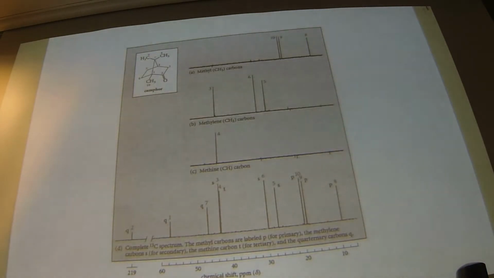So if there are no protons attached to that carbon atom, then the intensity will be low. And so carbon atoms that don't have attached protons give you weak signals in the C13. So you can actually get some information out of the C13 that way.